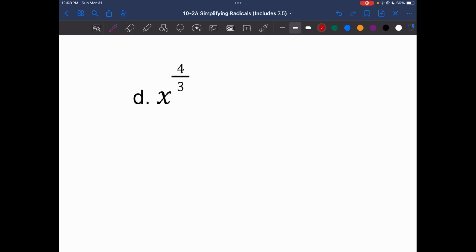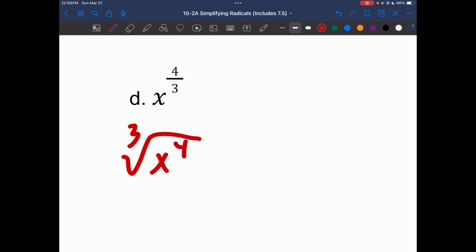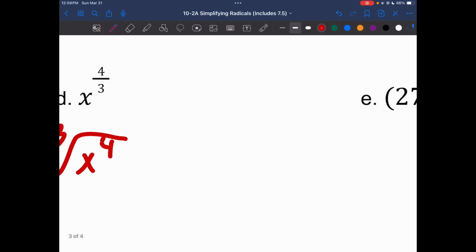All right, letter D. We have an index. Our denominator is 3, so it is the third root of x to the fourth power. Now, can we simplify this and say it's x times the third root of x? Yes, we can. Right now, all we're focusing on in these is converting from rational form, that fraction, to radical form.